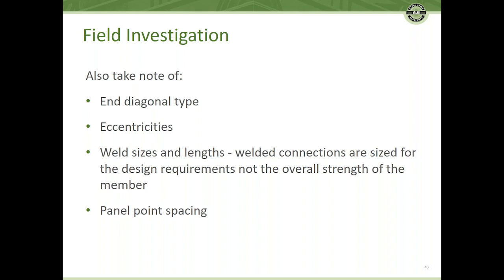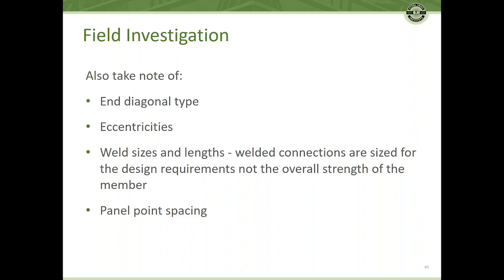So in some cases, you may have sufficient member to carry the additional load that you might have, but we've got to check those connections and make sure that we also have the capacity in the connection and the welds and the lengths. And then also panel point spacing.